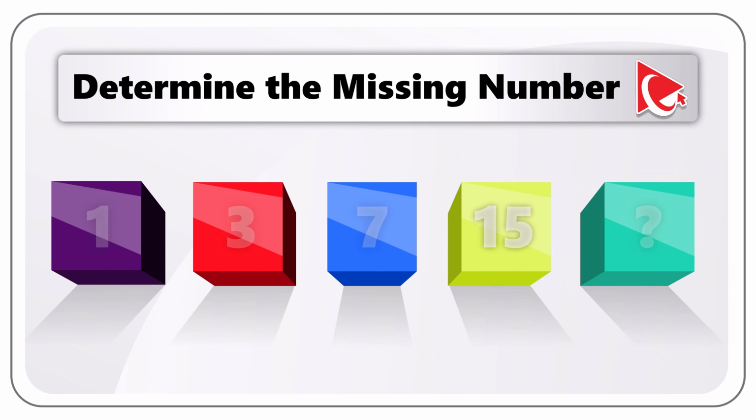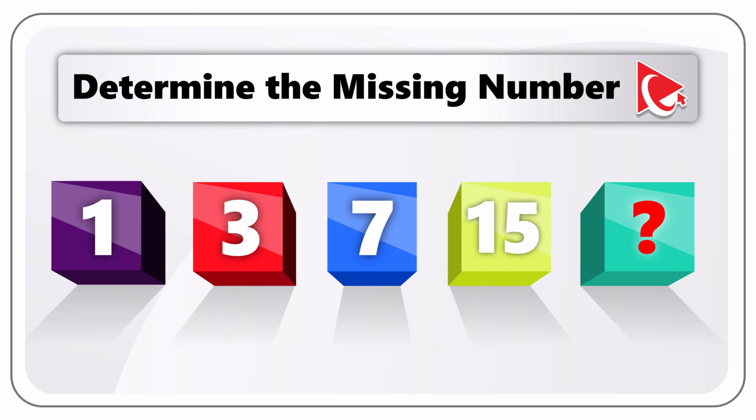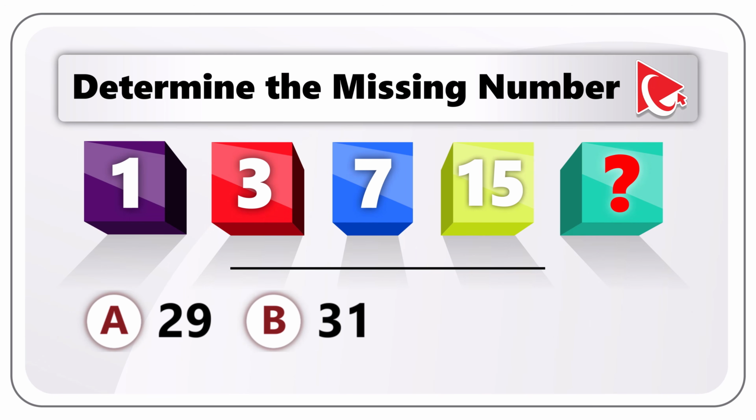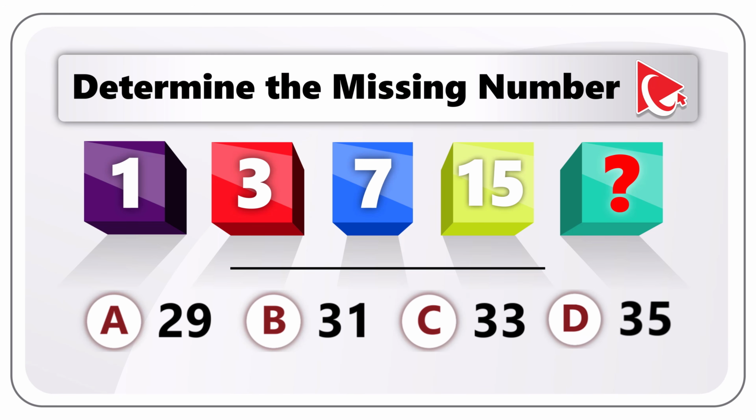The numbers in the sequence are 1, 3, 7, 15, and then comes the missing number you need to calculate and select out of 4 possible choices. Choice A, 29. Choice B, 31. Choice C, 33. And last but not least, choice D, 35.